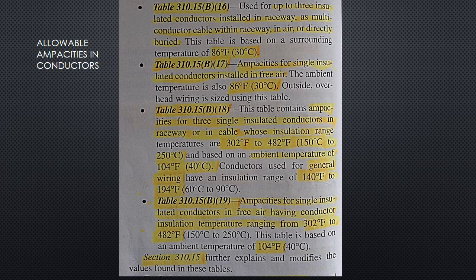Each table is used for a different type of conductor. First one is Table 310.15(B)(16), used for up to 3 insulated conductors installed in a raceway, as multi-conductor cable within a raceway, in air, or directly buried. This table is based on a surrounding temperature of 86 degrees Fahrenheit or 30 degrees Celsius.